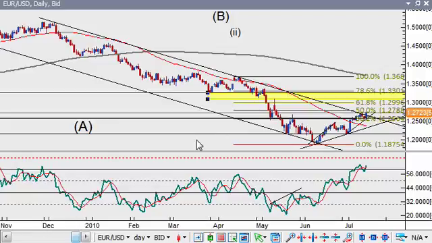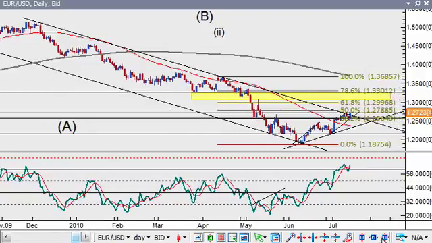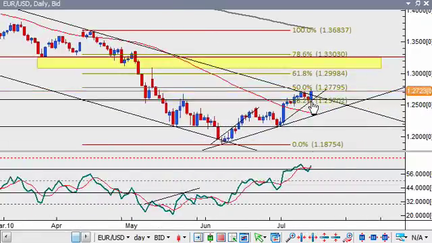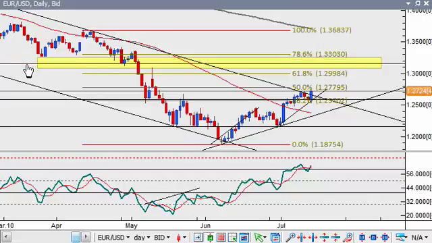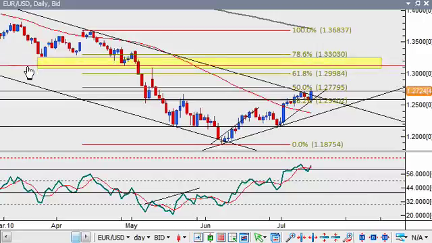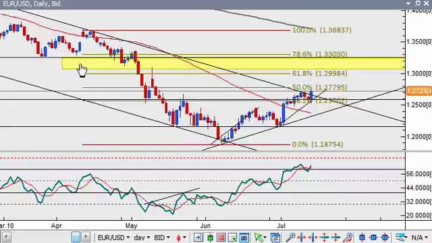However, at the moment, it seems like in the short intermediate term there will be some further rally unless price action again respects the 1.2750 level. So if the 1.2750 level breaks, look for the market to continue towards 1.30, 1.31 area into this highlighted zone over here. Okay, so that's the euro dollar.